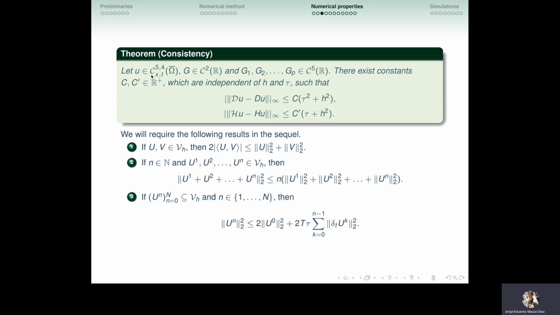Suppose that U is a sufficiently smooth solution function. Suppose that the functions G are also sufficiently regular. Then there are constants C and C1 in such a way that the difference between this continuous operator and this discrete operator is bounded by this term. In similar fashion, the difference between the continuous Hamiltonian and the discrete Hamiltonian is bounded by this expression. In particular, we can say that the finite difference scheme is a second-order consistent discretization of the continuous model.